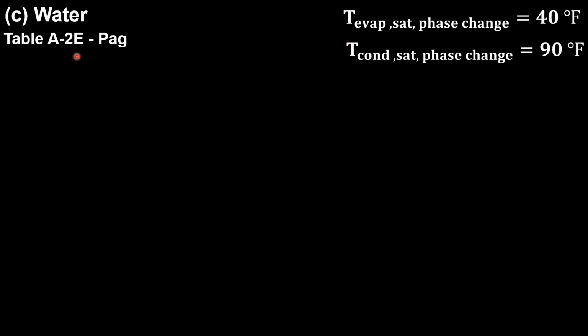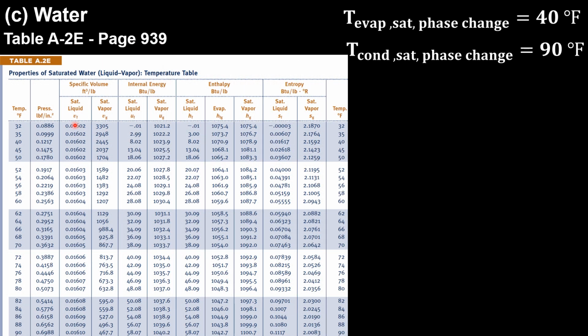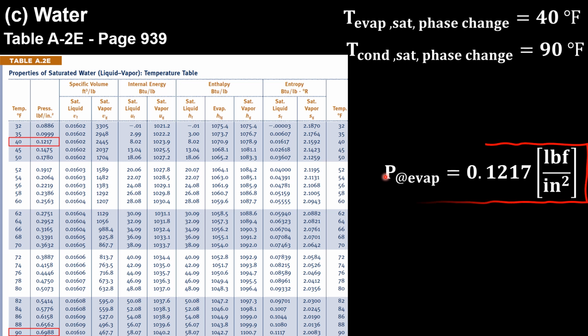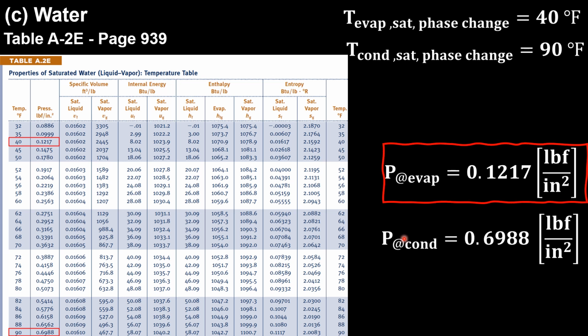C is water. We will go to table A-2E, page 939. The temperature 40, 0.121. So we need like a vacuum pump in this case. And the 90 degree is 0.6988, around 0.7. And here we will write down the operating pressures for the evaporator and the condenser, having the water as our working fluid.